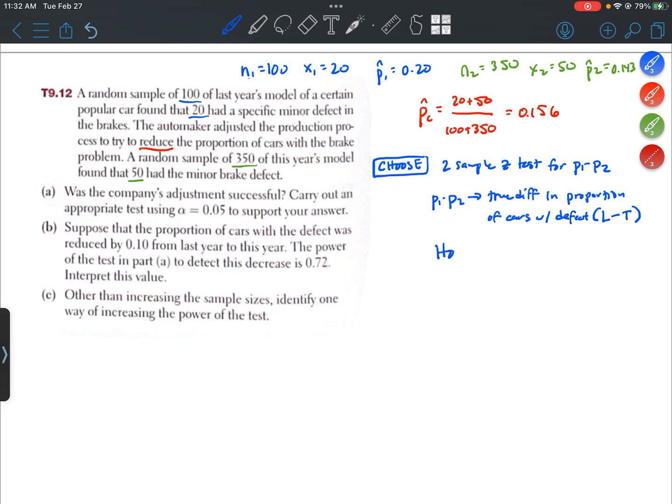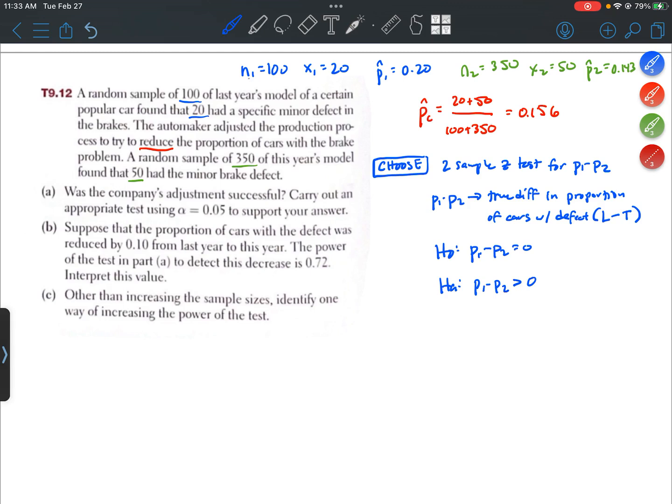Okay, our null hypothesis is that there is no difference, so P1 minus P2 equals 0. The alternative hypothesis has to be consistent with this statement here, that they've reduced the proportion of cars with the brake problem. So that would mean that this year's car has a lower proportion than last year's car, right? So P1 minus P2 would be greater than 0, right? Another way of saying it is last year's car has a higher proportion of the defects than this year's car.